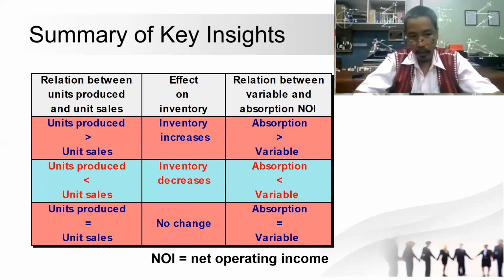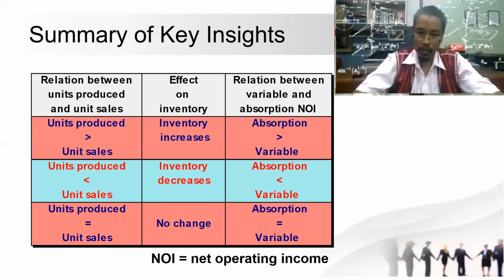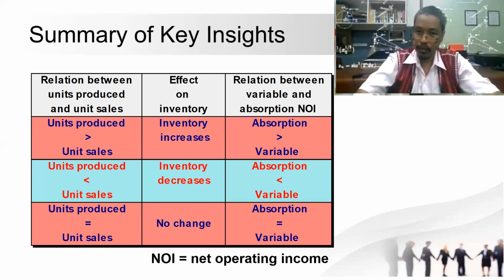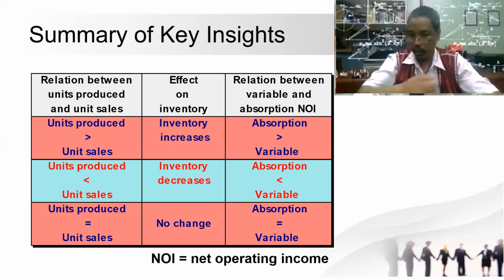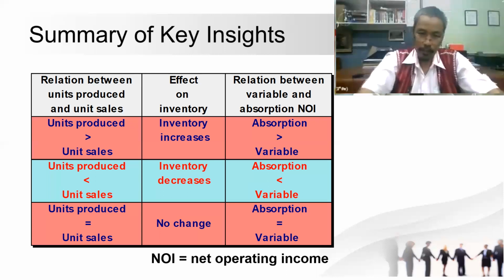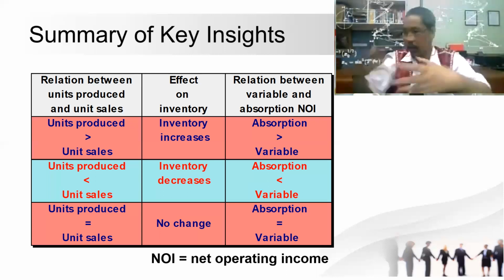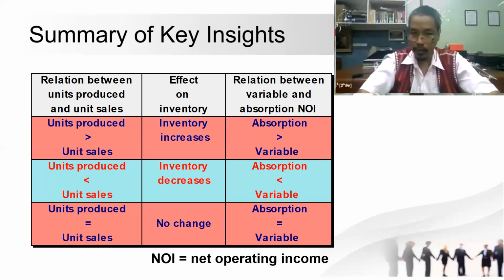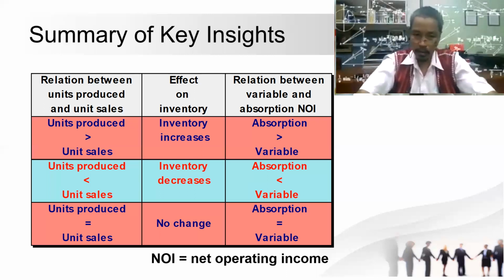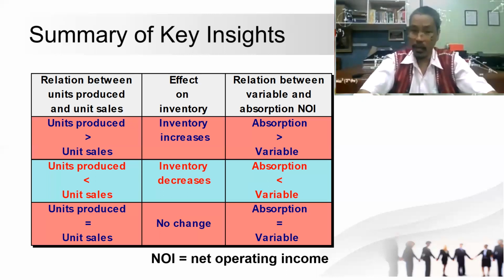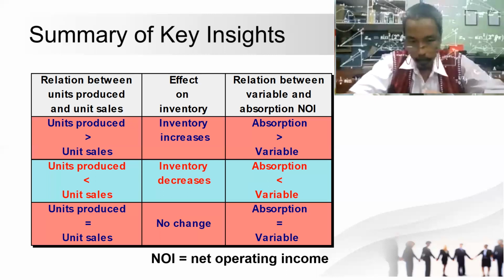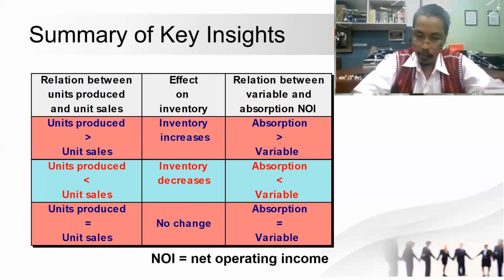Okay. So what if the units produced is equal to unit sales? There is no change in our inventory because we produced equal to the amount that we sold. Just come in and process, then go out. There is no effect on inventory. How about the relationship between variable and absorption? So absorption is equal to variable because there is no change. Okay. NOI means net operating income.